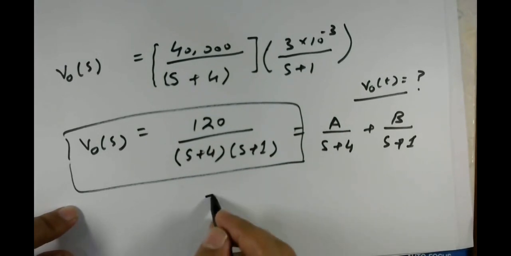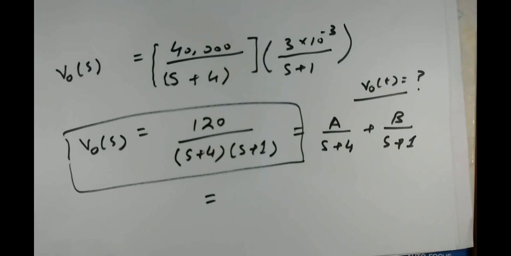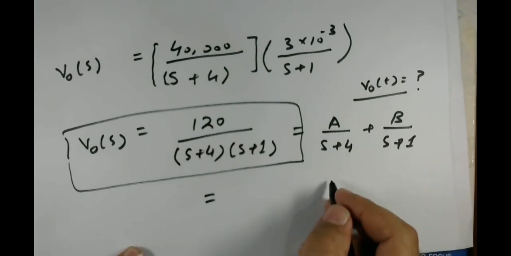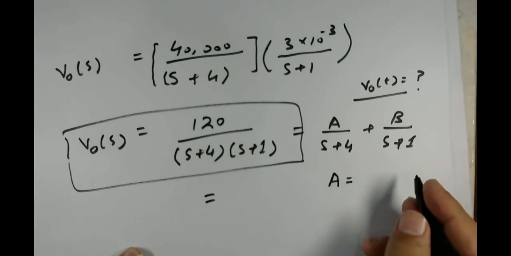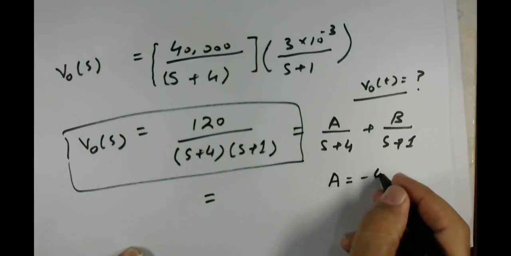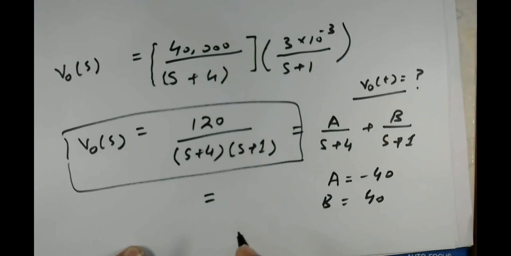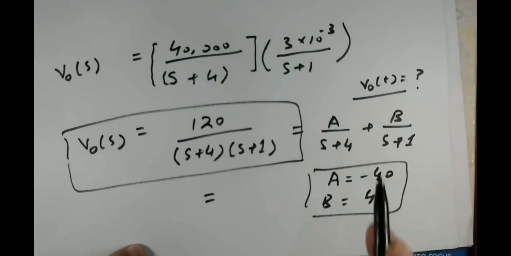Okay, so you need to find the values of A and B. I already found these values. I lost that page, I don't know. Okay, so the value of A will be minus 40 and B becomes plus 40. You just need to find A and B using partial fractions. So I already found these values, and you put these values over here.